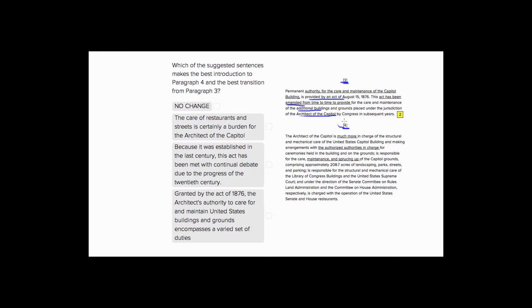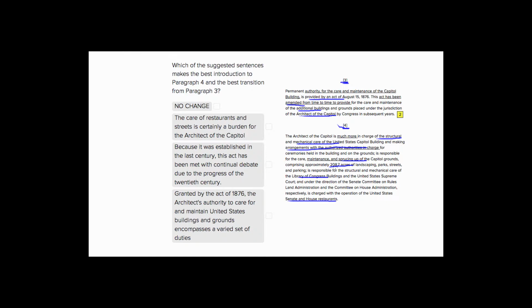Paragraph 4 is much less specific. It says that the architect of the Capitol is much more in charge of the structural and mechanical care of the United States Capitol building, makes arrangements with authorized authorities, makes ceremonies, maintenance, sprucing up of the Capitol grounds, which are an incredible, astounding 208.7 acres, so it's a pretty big job. Cares for different buildings like the Library of Congress, and is charged with the operation of certain restaurants. So paragraph 4 is describing how big a job this architect of the Capitol has, and it's talking about some of this guy's general duties.